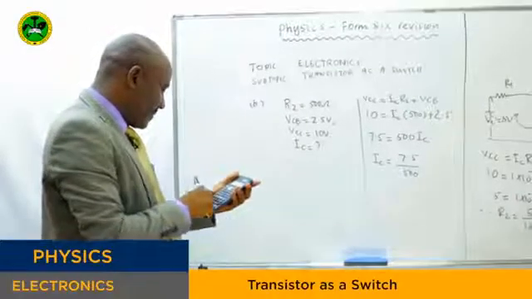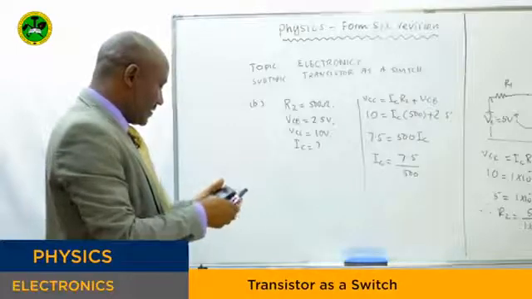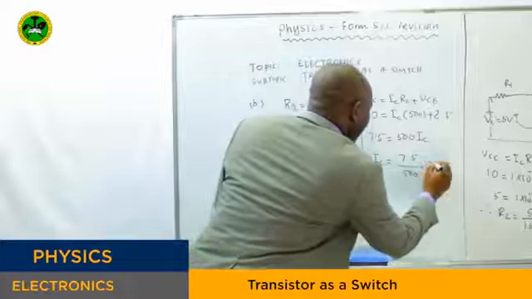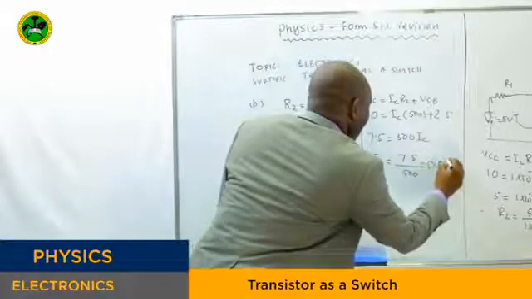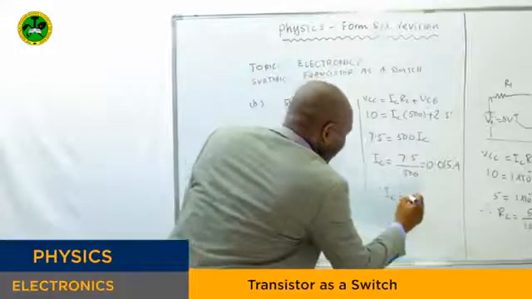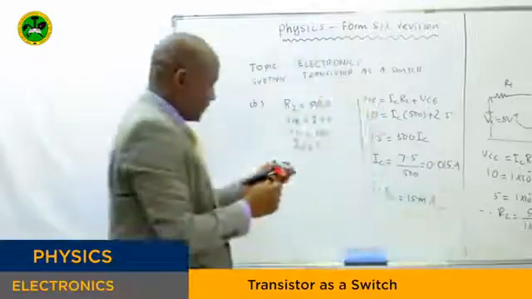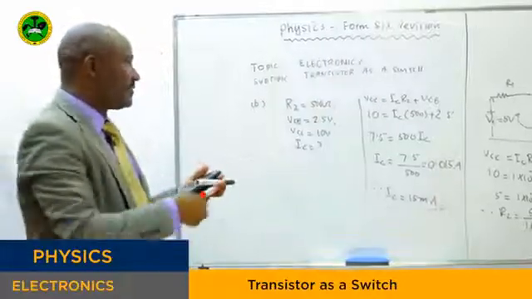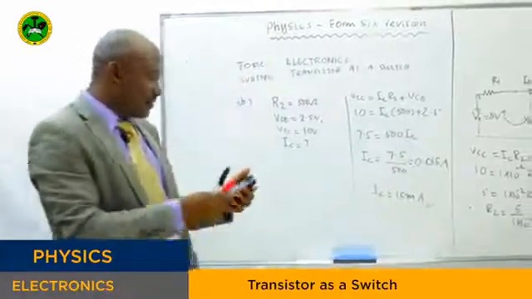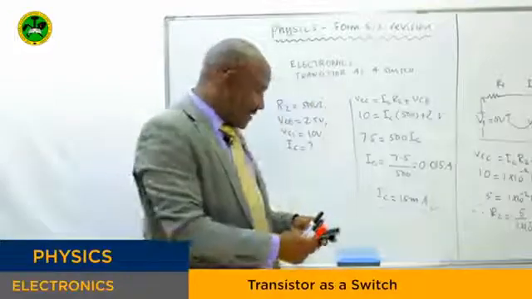7.5 divided by 500 gives us 0.015 ampere. So that value is almost 15 milliampere. So you see 15 times 10 negative 3, that's milliampere. So that's how you can find the value of IC. That's what we did in the first part of this topic.